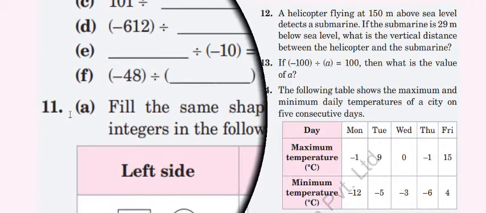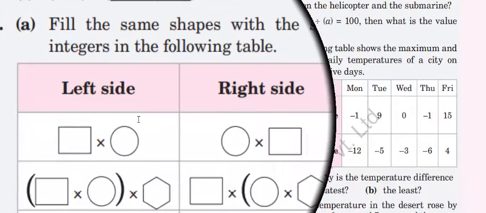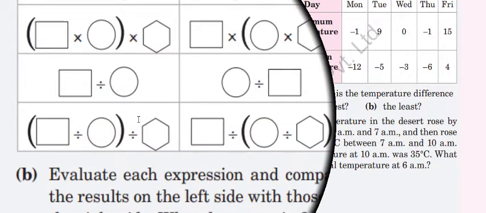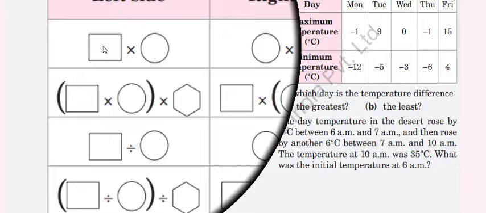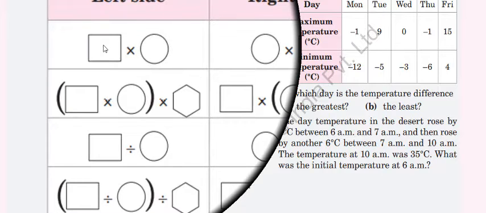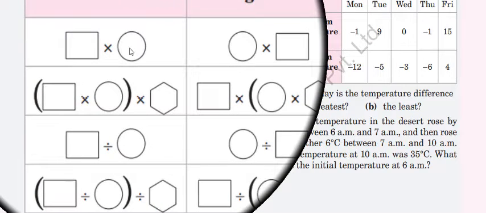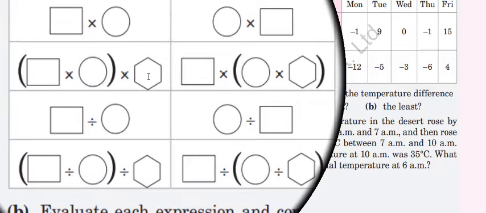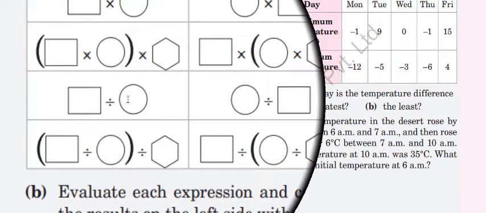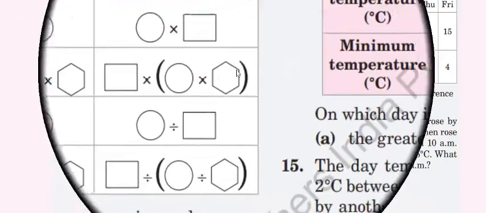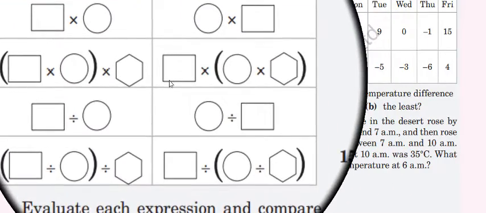In question number 11, we have to fill the sum with the shapes and with some integers. It's a rectangle. You can select any number. It's your choice because it's an activity based question. So if I select the rectangle with the number 2, the circle with the number minus 3, and a hexagon, which has 6 sides, with the number 5, you can fill these blocks with these numbers. It's your choice on both sides, left hand side as well as right hand side.